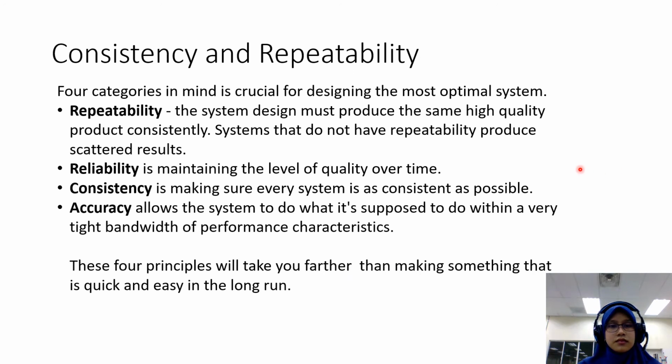Okay, consistency and repeatability. Four categories to keep in mind are crucial for designing the most optimal system, which are repeatability, reliability, consistency, and accuracy. These four principles will take you farther than making something that is quick and easy in the long run.